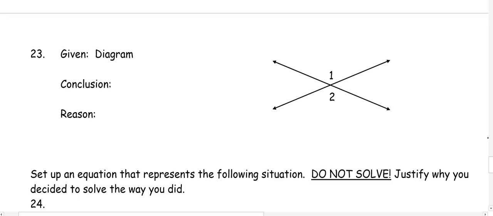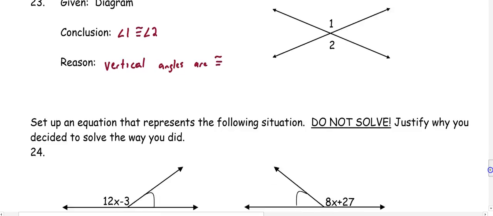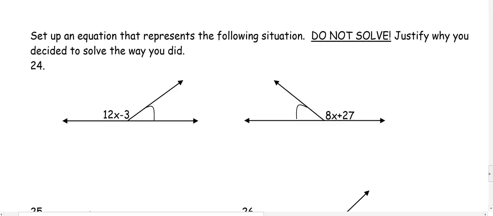Number 23, given the diagram, we can conclude that angle 1 is congruent to angle 2 because these are vertical angles. Okay, remember that vertical angles are congruent. Set up an equation that represents each situation. Do not solve, justify why you decided to solve the way you did.